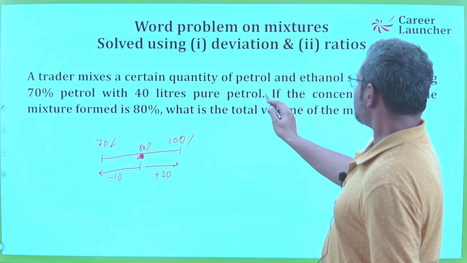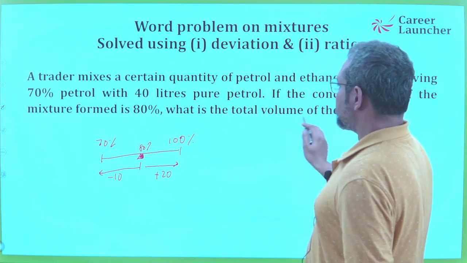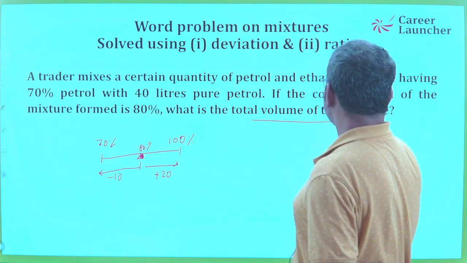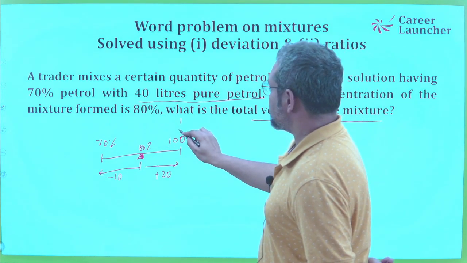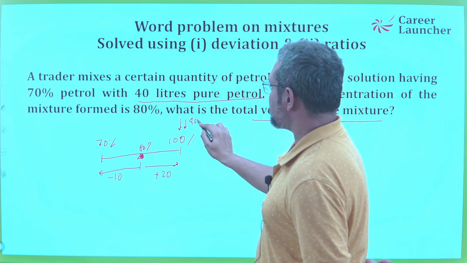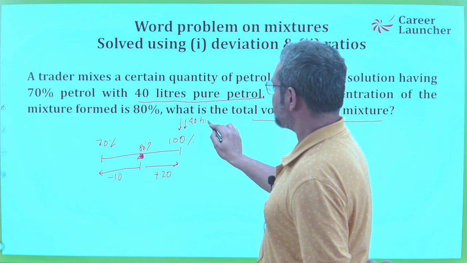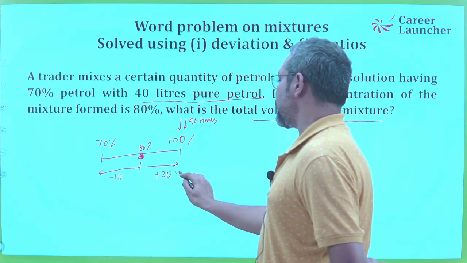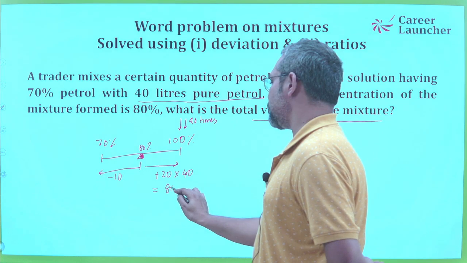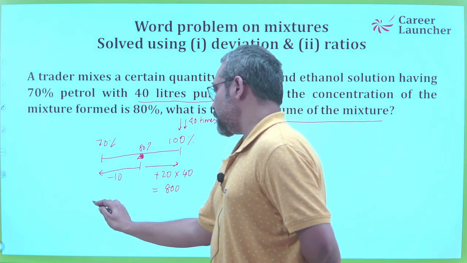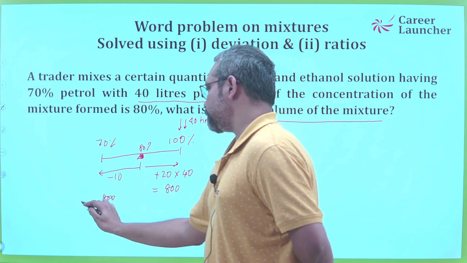Now, what is the total volume of the mixture given that 40 liters is pure petrol? That means this quantity is present 40 times. So this 20 will come 40 times and give you a net positive deviation of 800. So this side must come out to be minus 800.